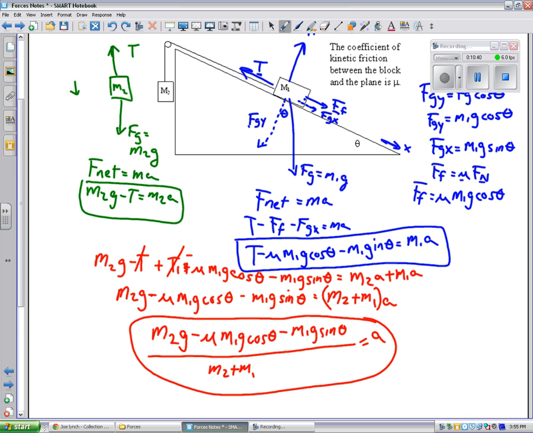Okay, and I kind of like problems like that because it's neat that that big mass can be the right answer.